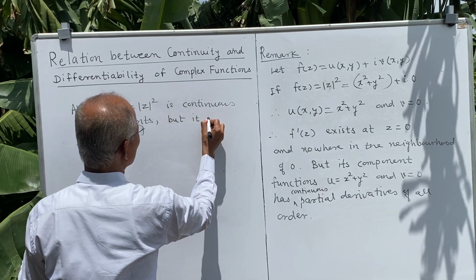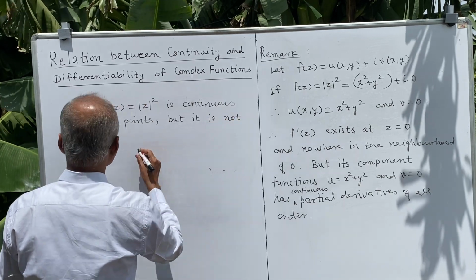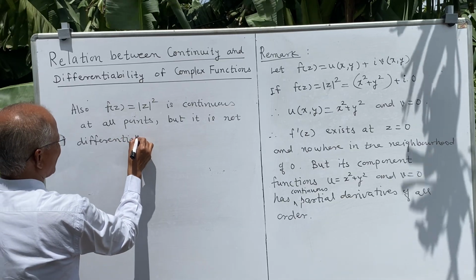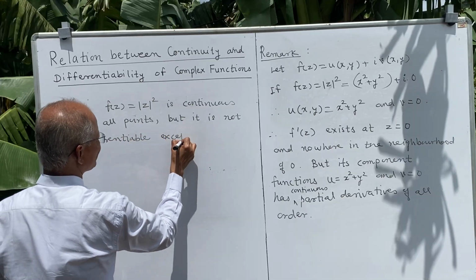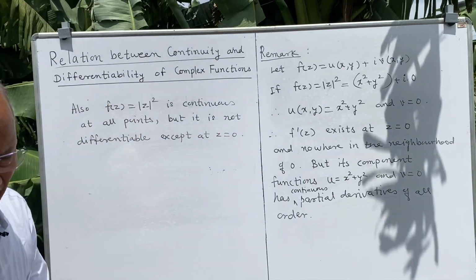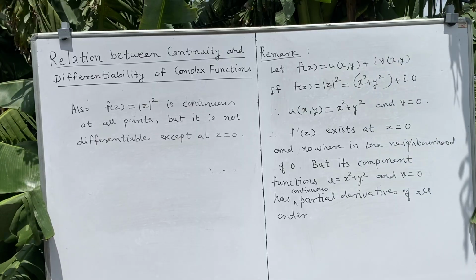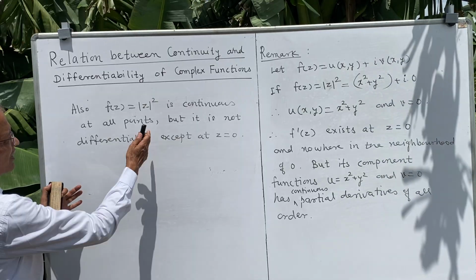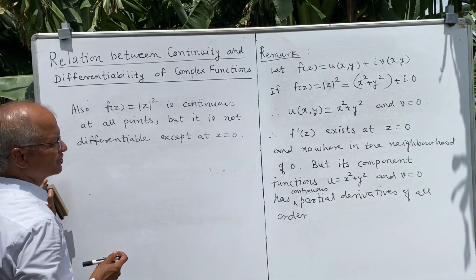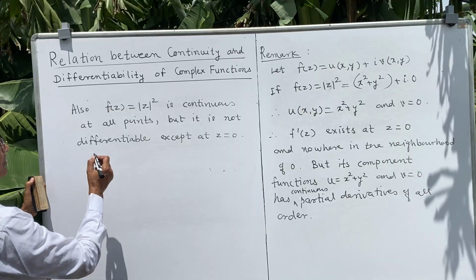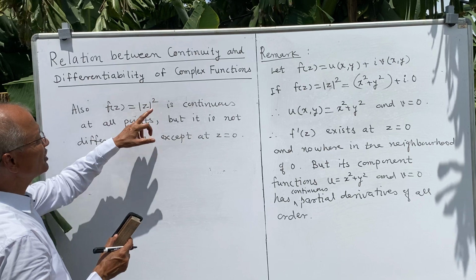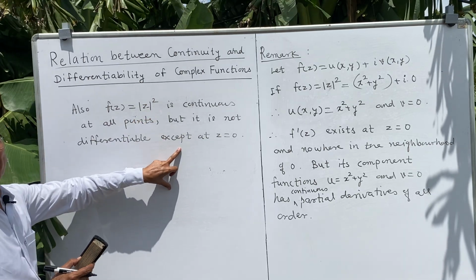But it is not differentiable except at z equal to 0. So this function is continuous everywhere, but not differentiable except at 0. So we have seen it has a derivative only at z equal to 0 and nowhere else. So this is a kind of relation between continuity and differentiability: continuous everywhere but not differentiable everywhere.